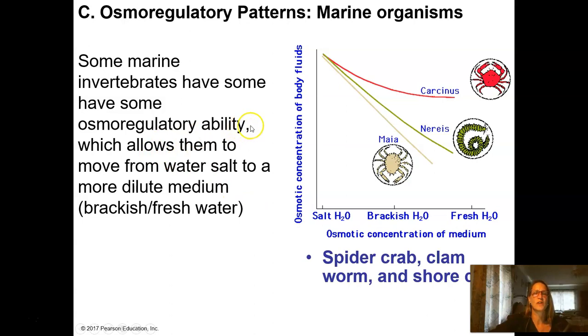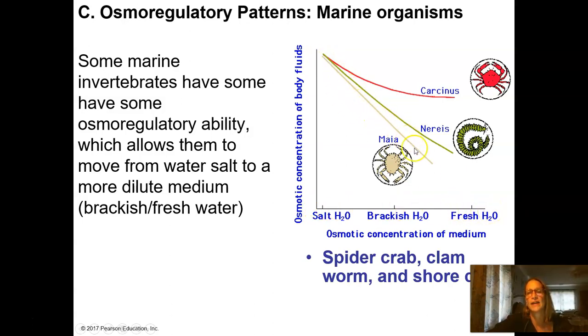So some marine invertebrates actually can osmoregulate a little bit. If we were to look at this spider crab line right here, the genus name is Maya, you can see that has a really straight line of osmolarity. And this is a similar graph as before, where you have osmotic concentration of body fluids on the y-axis and osmotic concentration of medium on the x-axis. But the graph is set up a little bit differently, where the saltiest water is on the left and the freshest water is on the right, but everything else is the same.